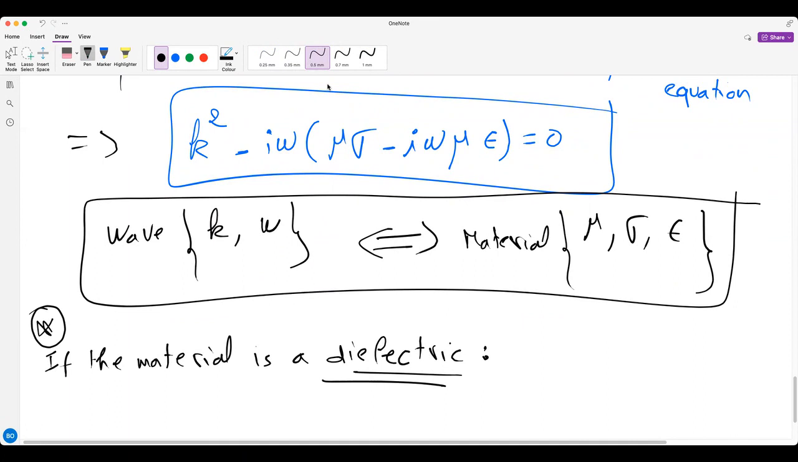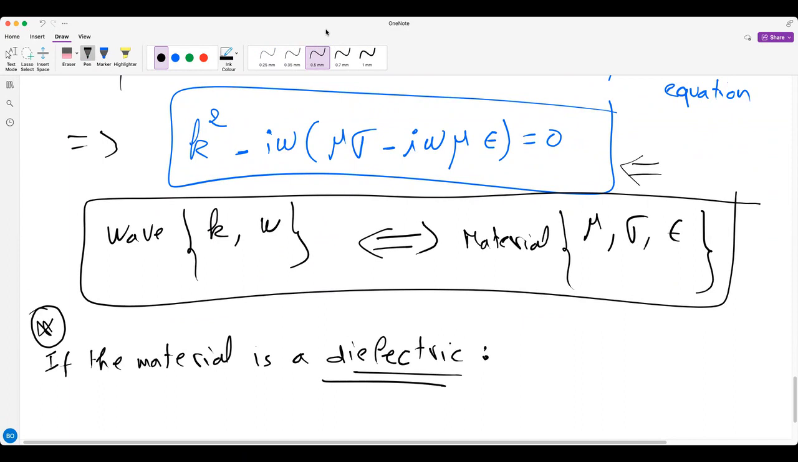Okay, so now, what is the meaning of a dielectric? What is the change to this equation if the material is a dielectric? I said that this equation is very important because it relates the wave parameters, the wave number, which gives you the wavelength, and omega, which gives you the frequency, to the material that this wave is propagating through. So, a pure dielectric.